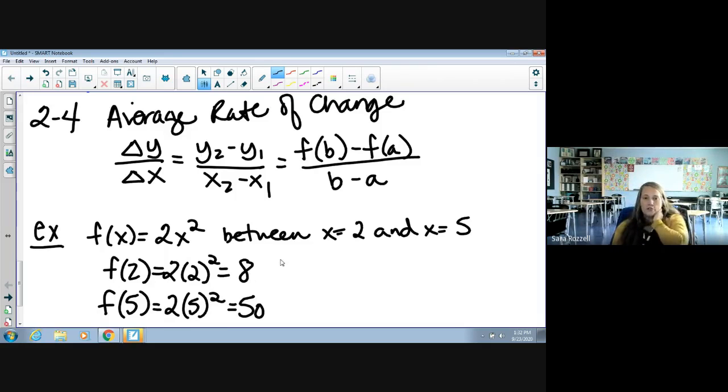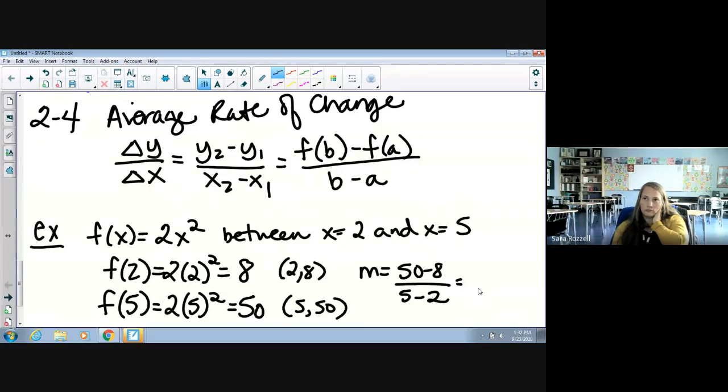So 50, 25 times 2 is 50. So what we've got now are two ordered pairs that we can use to find the slope. This ordered pair is 2, 8. This ordered pair is 5, 50. And now just do your slope formula: 50 minus 8 over 5 minus 2. 50 minus 8 is 42. 5 minus 2 is 3. And we get 14. So our average rate of change is 14. That means for every 1 x unit, it is going 14 units up.